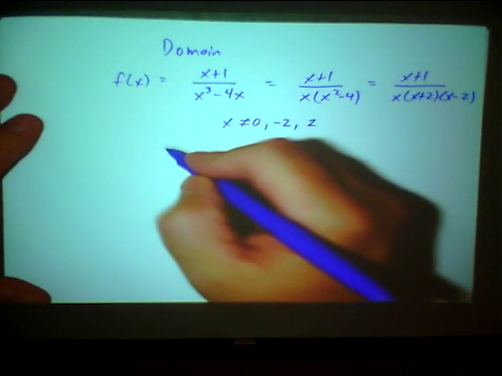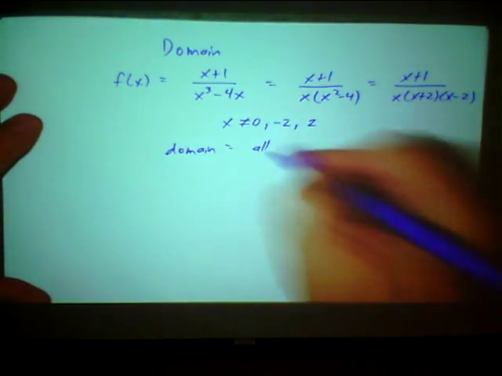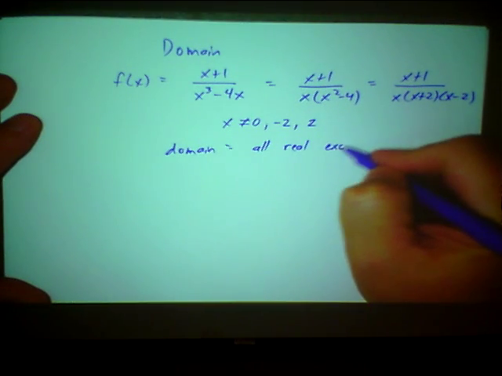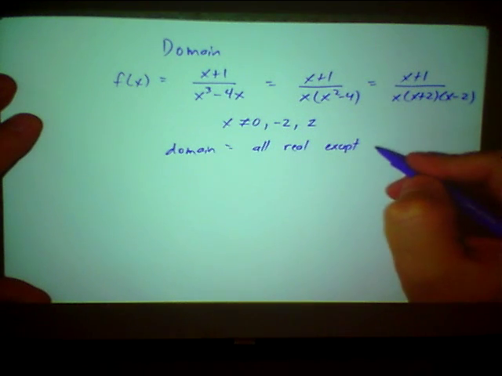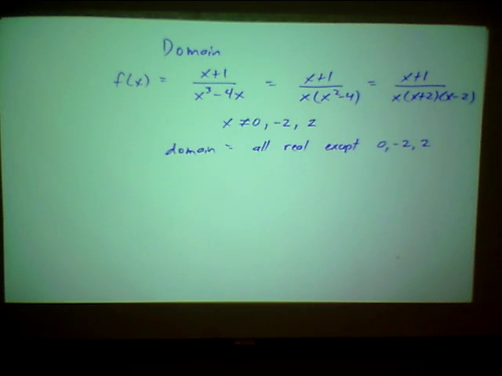So one of the easiest ways to write the domain would say the domain equals all real numbers except 0, -2, and 2. That's a very simple way to write it, but that's perfectly fine. Now let me also do the second kind of domain problem that we have. So the first kind of domain problem is you have to be worried about whenever you have variables in the denominator, just like this problem.